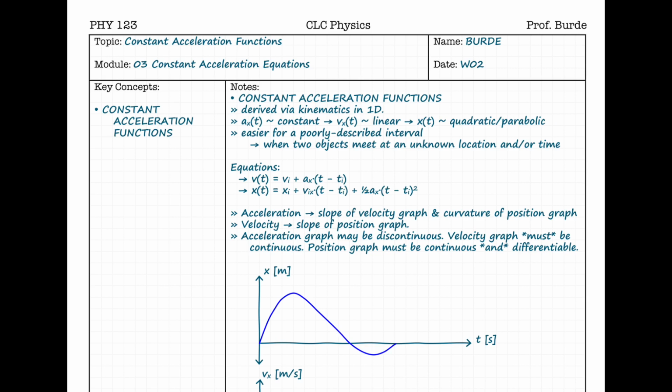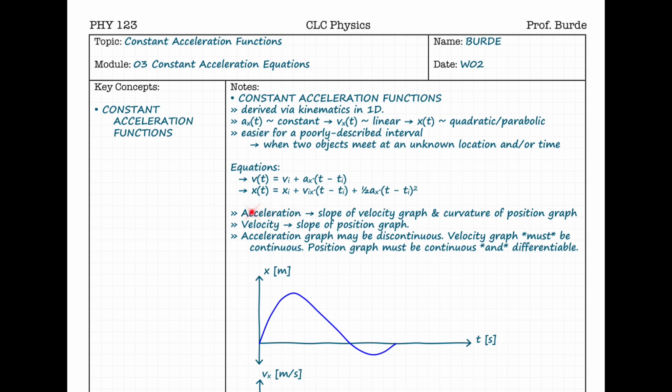The reason that we make this distinction is that this definition is better for a poorly described interval. Basically, when you have two objects that are moving and they're meeting at an unknown place or at an unknown time, it's difficult for us to express what the displacement is or what the elapsed time is, because we don't know those values when we're setting up the equation. If we use these equations instead, we can say the two objects meet when their positions are the same at the same point in time. And so this sets us up for more of the traditional algebra and solving problems like we've seen before.